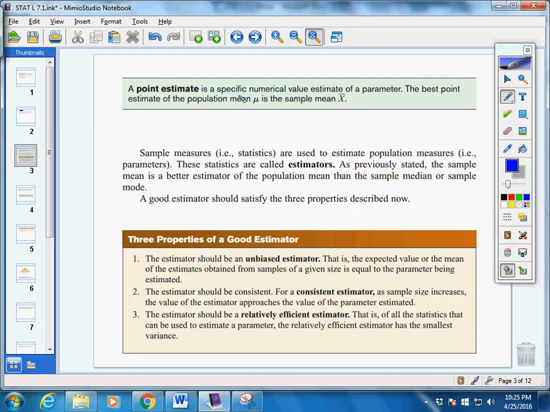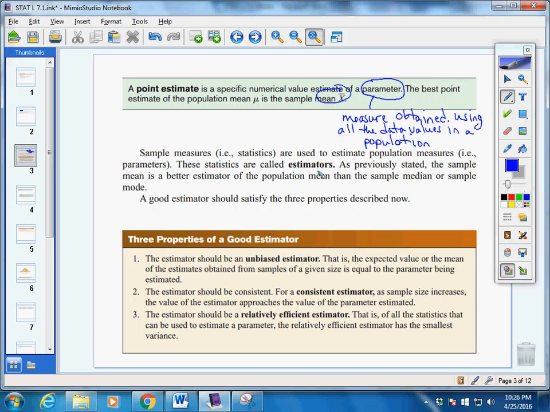Now a point estimate is a specific numerical value estimate of a parameter. We've seen that word parameter before. And remember, a parameter is a measure or characteristic obtained using all the data values in a population, and there's the key, population. When we're talking about parameters, we're talking about an entire population, not a sample. And so the best point estimate of the population mean is the sample mean. Sample measures are used to estimate population measures.